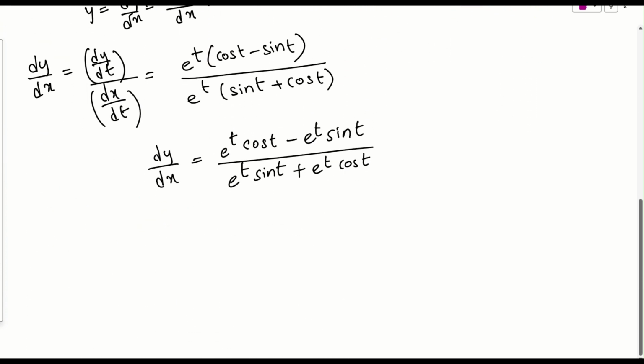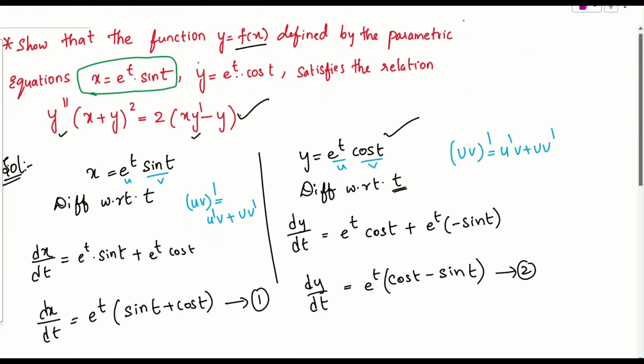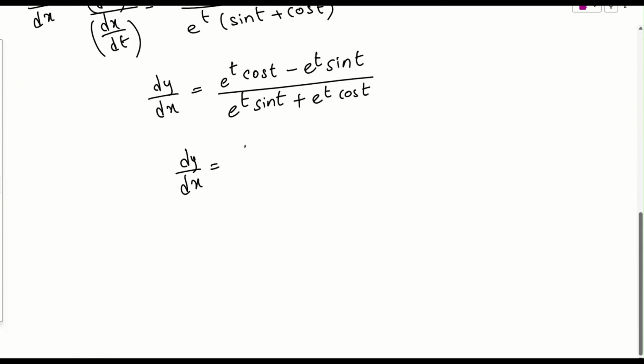Wherever e power t into sin t is there, I will take it as what? That is nothing but x alone. Agree? So dy by dx is nothing but what? For the cos, it will be y. So I got (y minus x) by (x plus y). Simple. Is it okay? Yes.